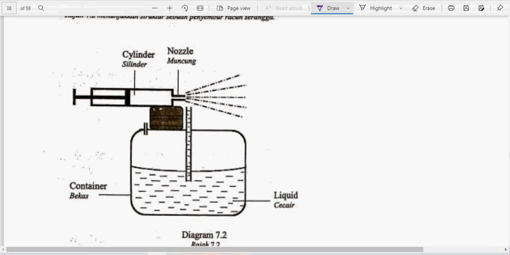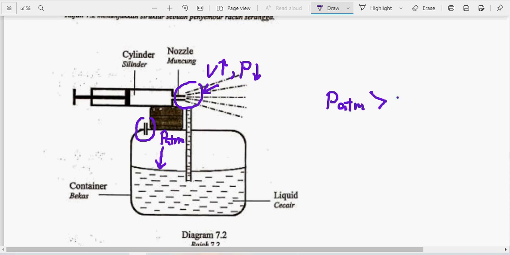So at this point, the velocity of air is higher. Hence, pressure will be smaller. So the air pressure at the end here will be smaller. When the pressure is smaller, you can see this part is open, meaning that the atmospheric pressure can go in. So here will be exerted by P atm. So P atm is greater compared to the pressure at this point, I put here as X, point X.